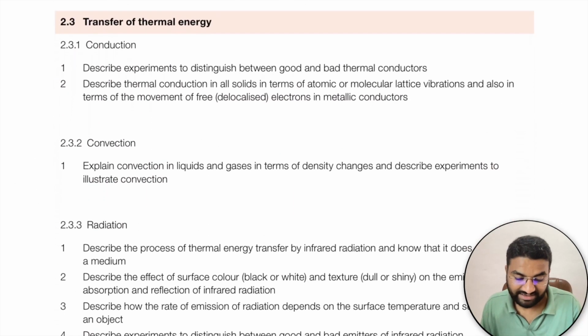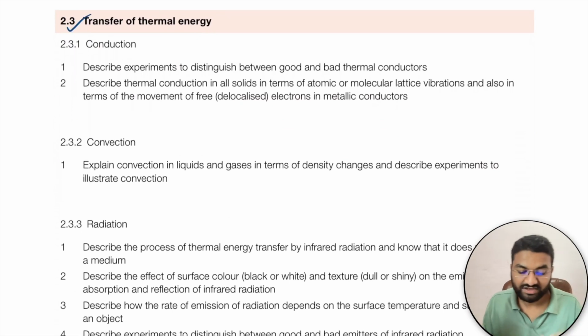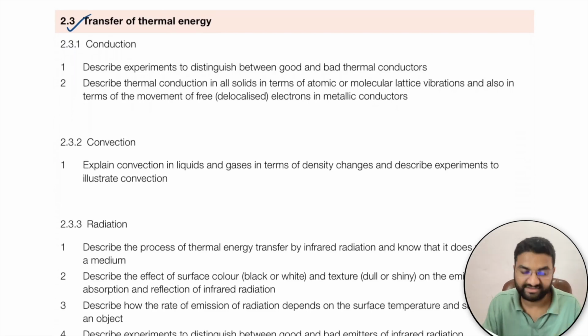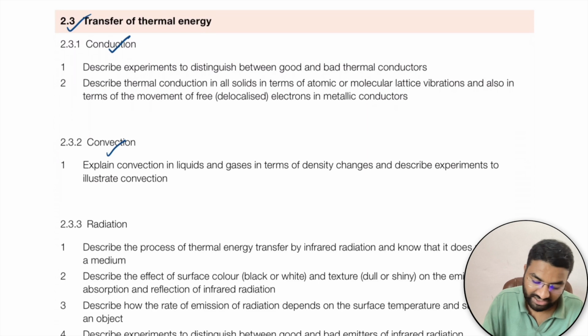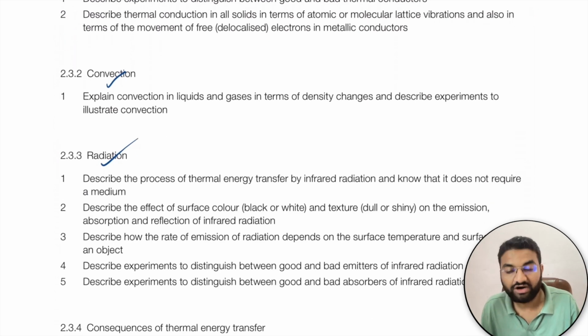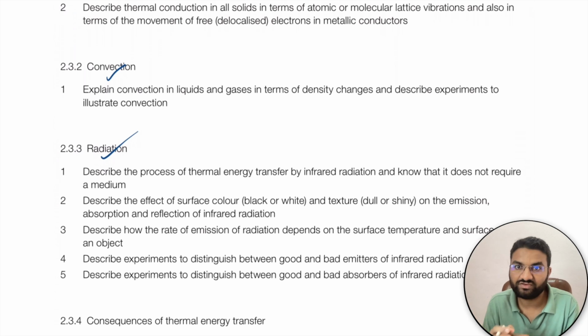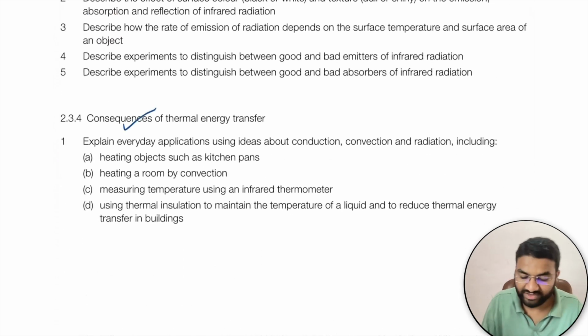Okay, then next, the third part is transfer of thermal energy. We have three modes of transfer of thermal energy in the syllabus: conduction, convection, and radiation. We have to understand how they transfer, the factors affecting the transfer of energy, and then the consequences of thermal energy transfer.